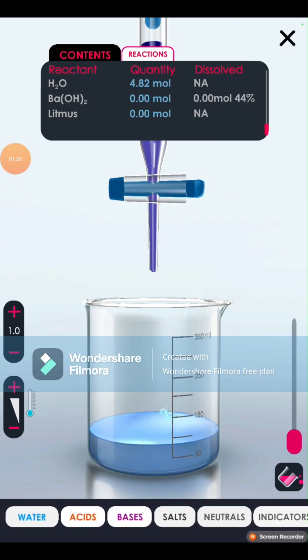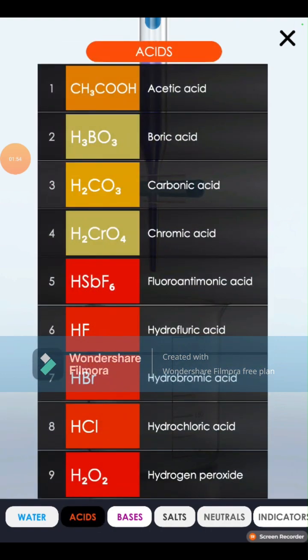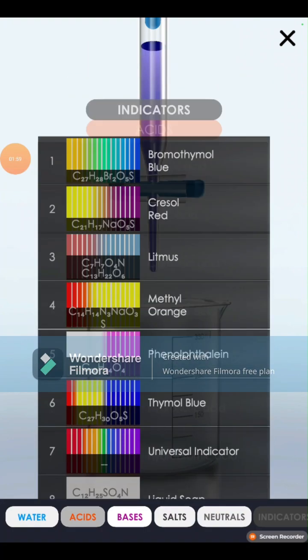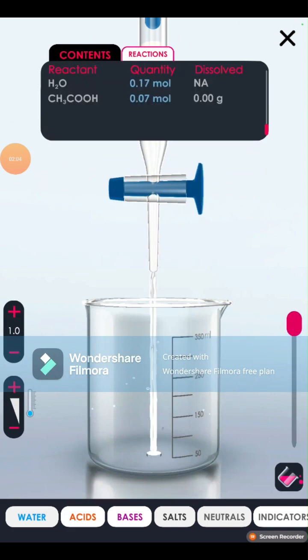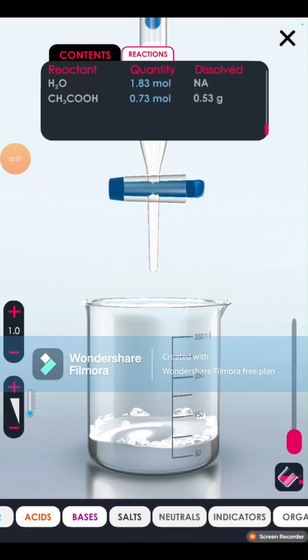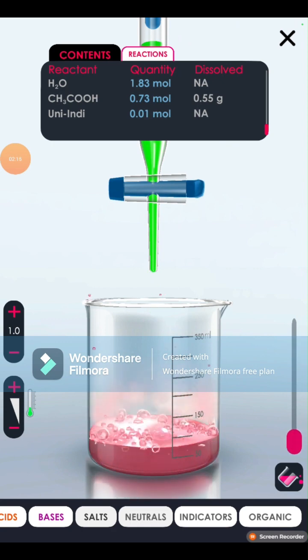Okay. So now let's see another indicator, that is the pH level indicator, which is the universal indicator. Let's check it first. We're going to put pure 100% acetic acid over here, and then I'm going to use a universal indicator. It is expected to turn red. Let's check. Okay. As you can see here, it has turned red.